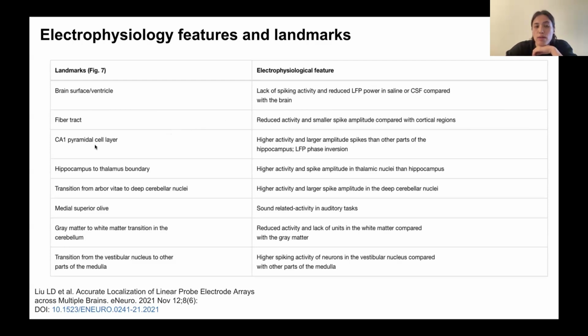Another useful feature is the pyramidal cell layers. These are typically in CA1 and also layer 5 of the cortex, and they typically have very high amplitude, high firing rate spikes. There are others too. For example, the boundary between the hippocampus and the thalamus is also a useful reference.